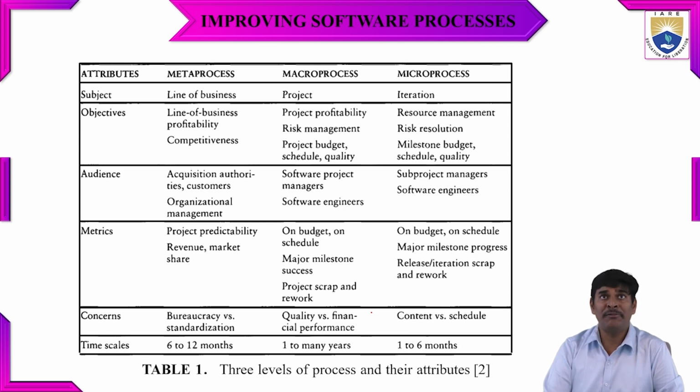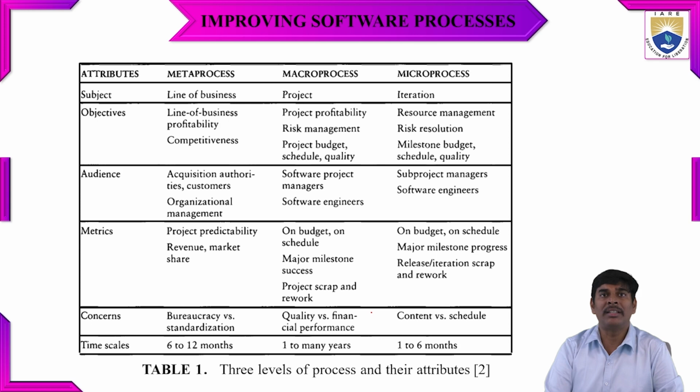So we need to verify the concerns about the team members. And what is the time scale for the meta process? We have a time scale duration from 6 months to 12 months. For the macro process, we have 1 year to many years. It depends upon the project, how they are going to handle it. It may be 1 year, or 2 years, 3 years, depending upon the quality and what the problems are in the process. And in the micro process, they are going to consider 1 to 6 months. Okay, so these are the 3 levels of the process and the attributes.